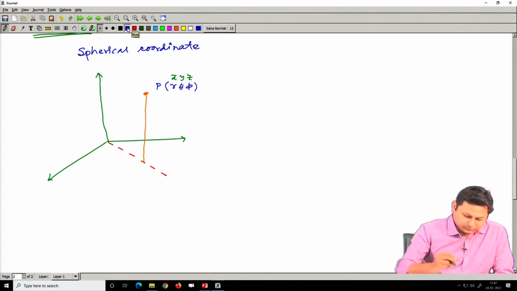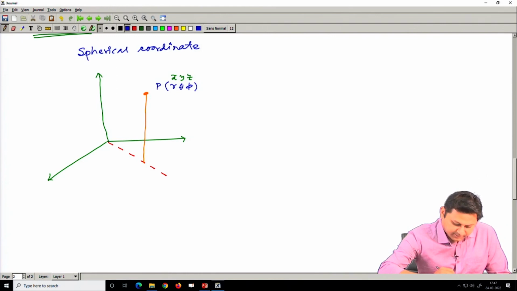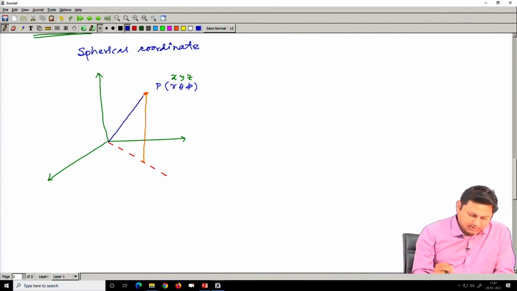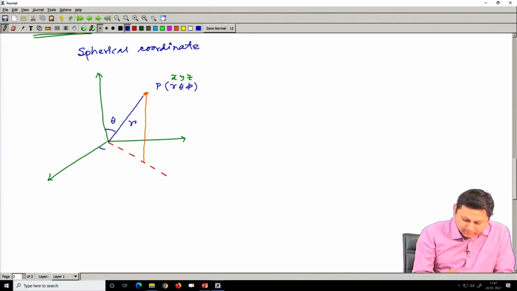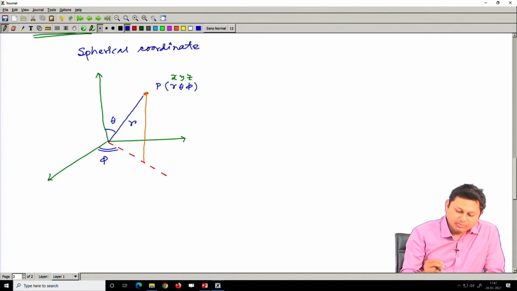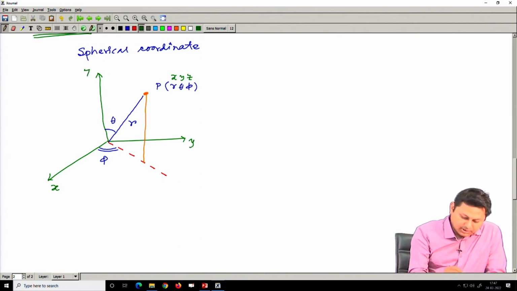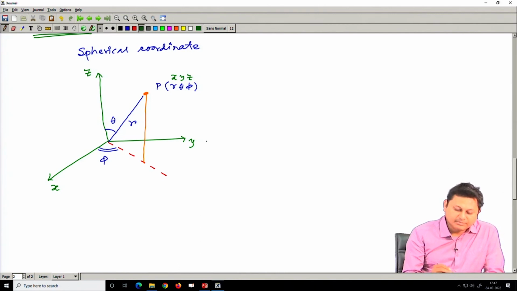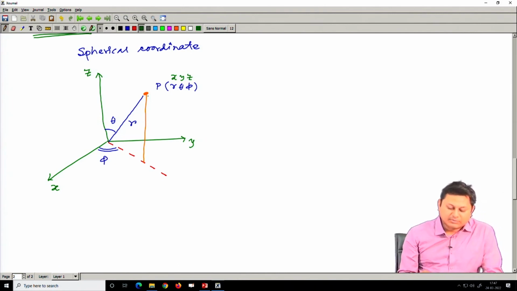Now, what is theta, what is phi here? If I join this, this value is r, this angle is theta and this angle is phi. These are the three coordinates that basically define a particular point P in this system. Suppose this is my x, y, z in the Cartesian coordinate system, but I can also define a point in terms of r, theta, phi, which is the spherical coordinate system.